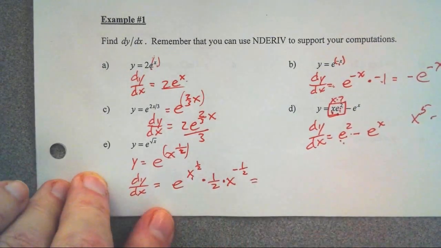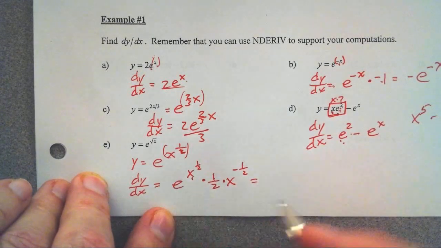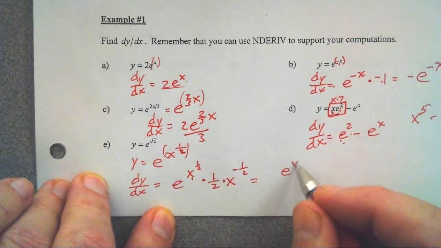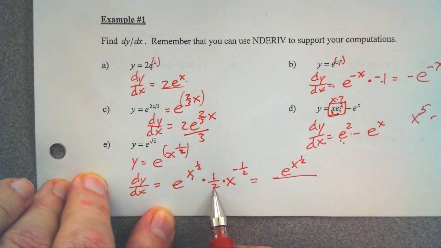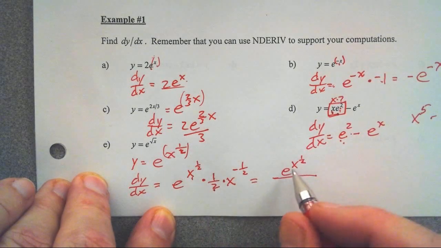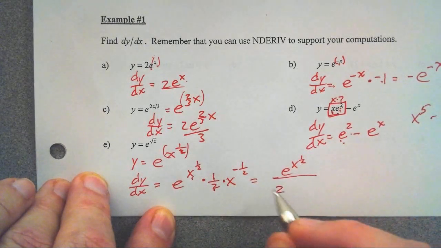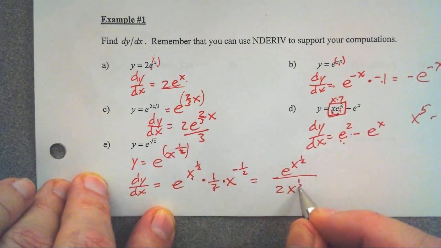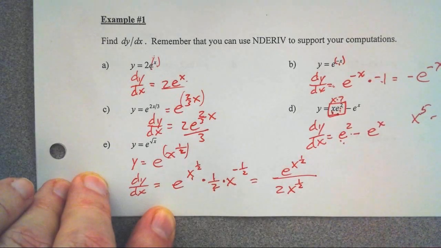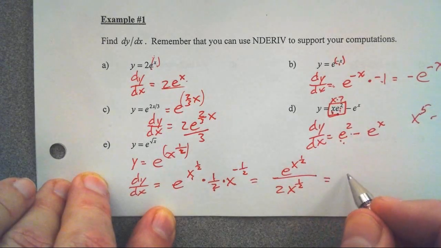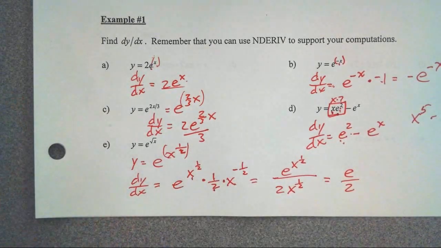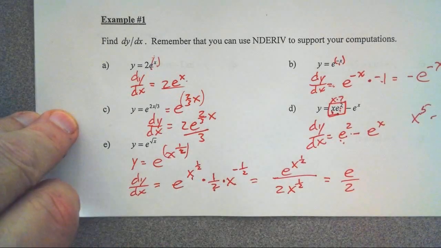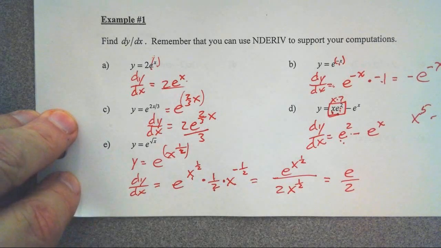Or, let's see, what stays in the numerator? 1 does. e to the x to the 1/2 stays in the denominator. This 2 stays in the numerator. This 2 goes to the denominator. This x to the 1/2 goes to the denominator. And take a look at that. I just get e on 2. Interesting. Maybe we could make a supposition at that point. Okay.